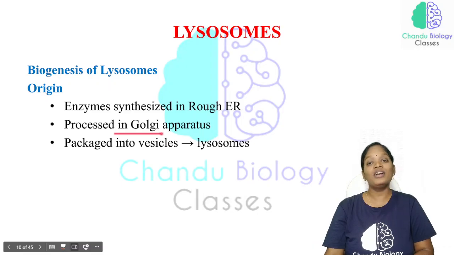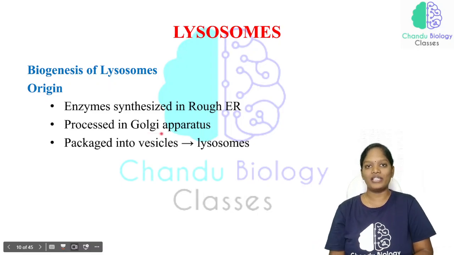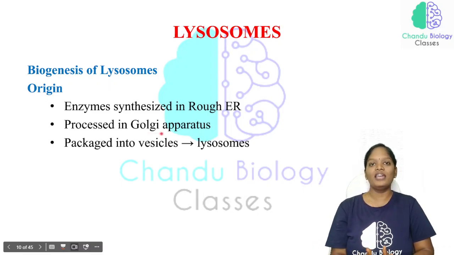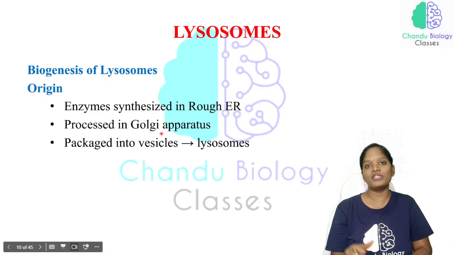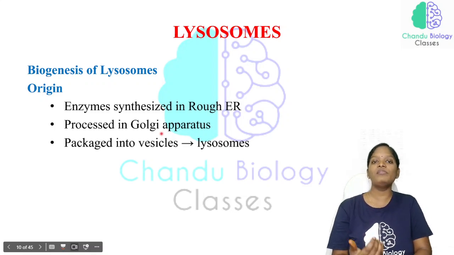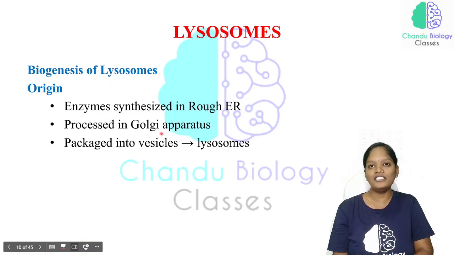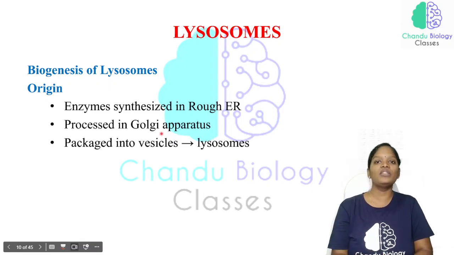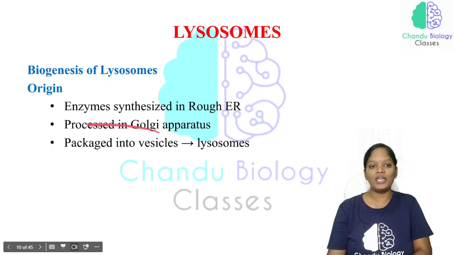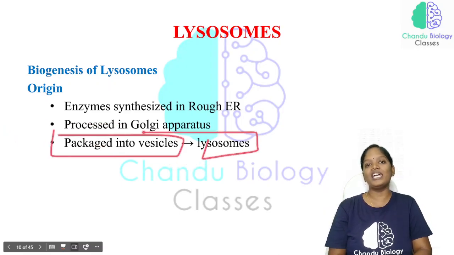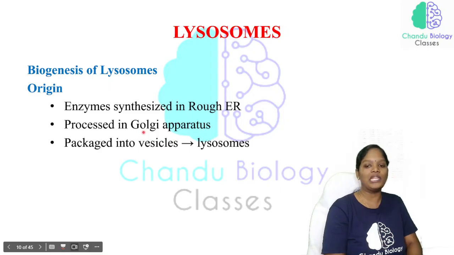And the protein processing takes place in the Golgi complex. Only after processing does the protein become active, and it becomes an active enzyme when it enters the lysosome. This is the scenario. Now it is packaged into vesicles and forms the lysosome. So this is very important.